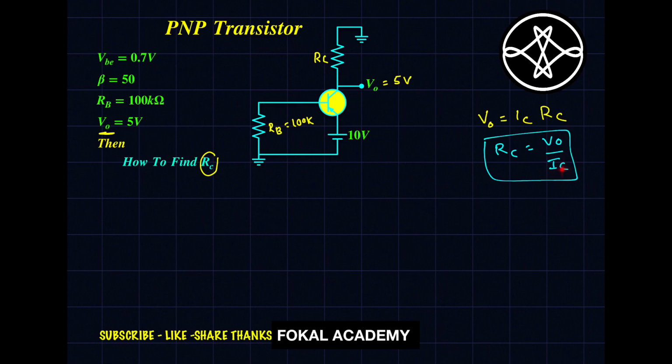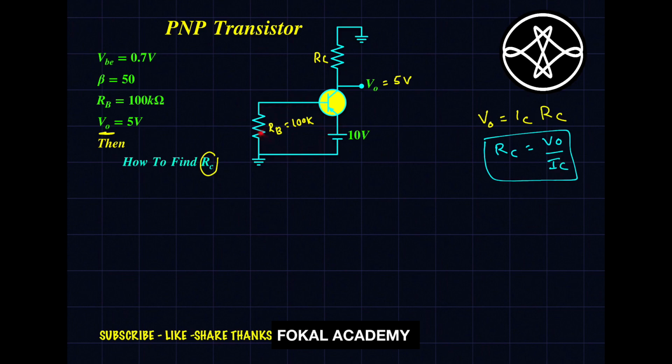So this is the required value, but we don't know the IC value, but we know the V0 value. Now how to find the collector current? If you know the collector current, then only you can find the RC value. So here another part is there, from which we will get the IC value. How can you get it? From this we will get the base current, and we know the relation between base current and collector current. So first of all, find the base current.